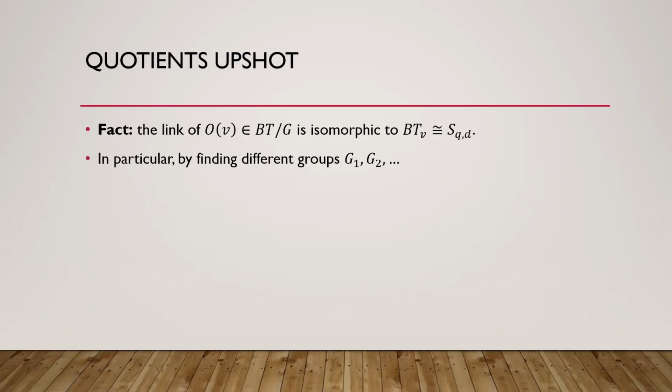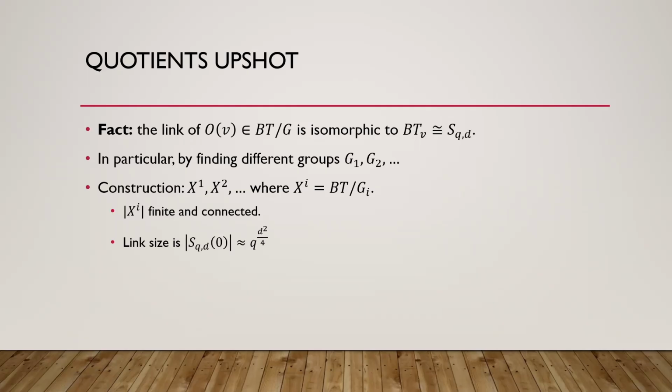And so to construct families of bounded degree HDXs, we really take this one Bruhat-Tits building parameterized by some q and d, find different groups, G1, G2, G3, that act on this building, and just take quotient complexes with respect to these different groups. And we'll get finite simplicial complexes that are connected. The link size will be q to the d squared over 4, but this time q and d are fixed, so this is not growing in degree. This degree is constant.